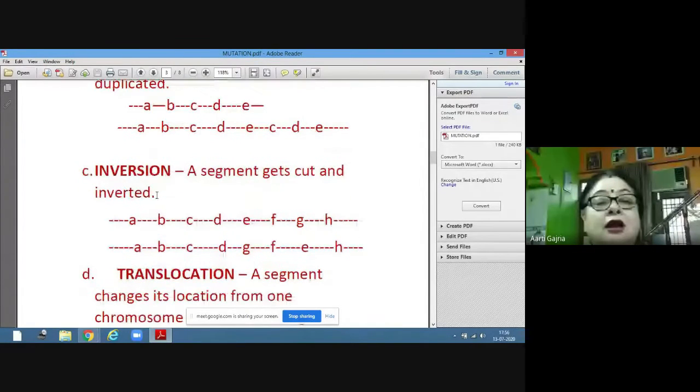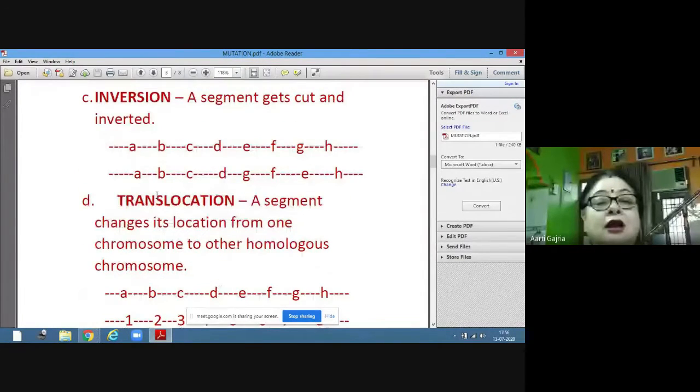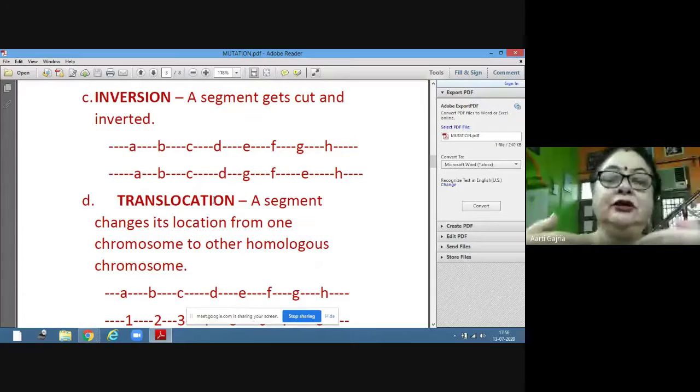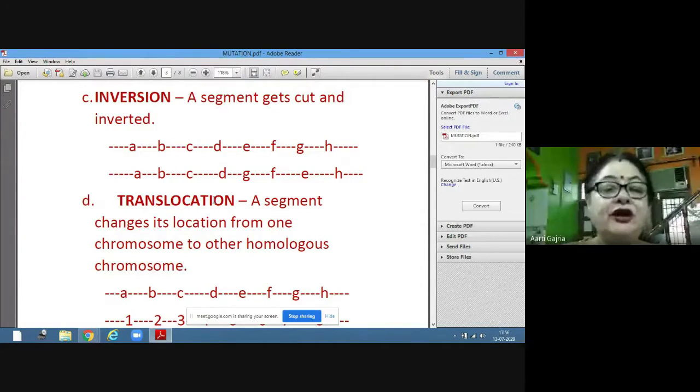Now, another thing which can happen, which changes the morphology, is translocation. Translocation is changing the location. The location of the sequence fragment is changed. Here, two chromosomes are involved, homologous chromosomes. One segment changes its location from one chromosome to another homologous chromosome.